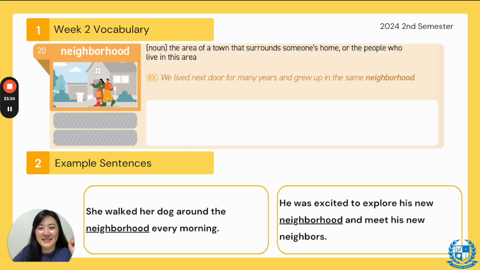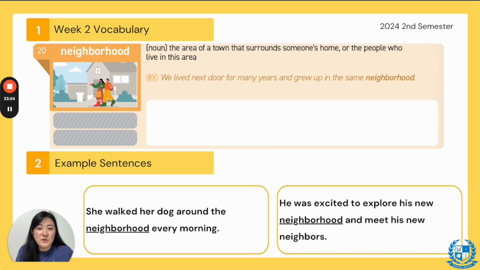Very good. And our last word is neighborhood. Everyone say neighborhood. It is a noun and it means the area of a town that surrounds someone's home or the people who live in this area. So your neighborhood, where you live.